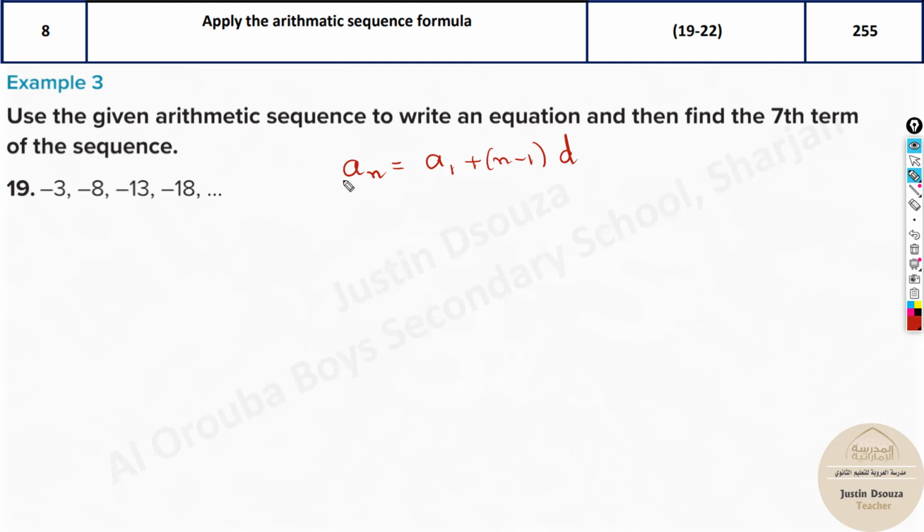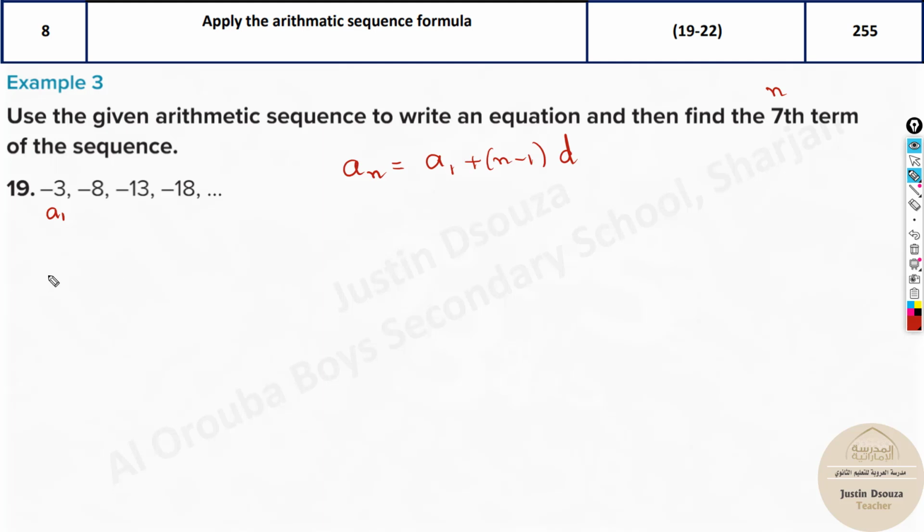We will see what it is. First thing, a1 is the first term. In this sequence, a1 is minus 3. That's it, straightforward. First problem, the first term. N is given to you. Now, if they tell you to write an equation, n remains as n itself. Don't substitute anything. And then find the seventh term. In the second part, we have to substitute n as 7.